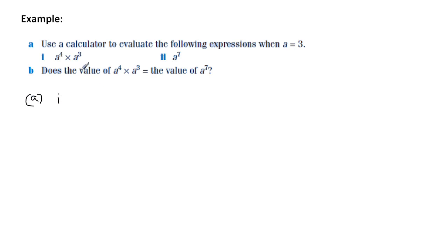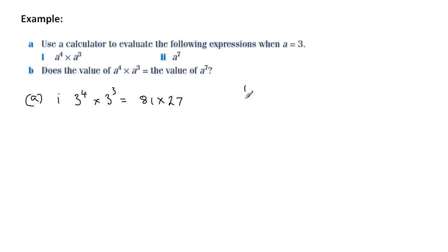So we've got a to the 4 times a to the 3. That means that we've got a, remember, is a 3, so we've got 3 to the 4 times 3 to the 3. Now if you use your calculators, you'll get the following answers. 81 for 3 to the 4, times 27, which is 3 to the 3.